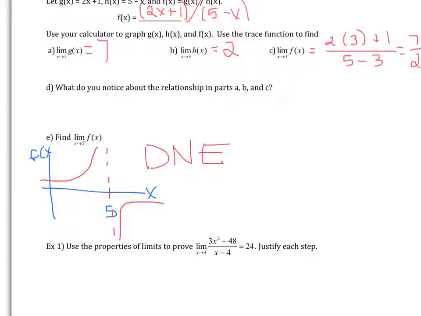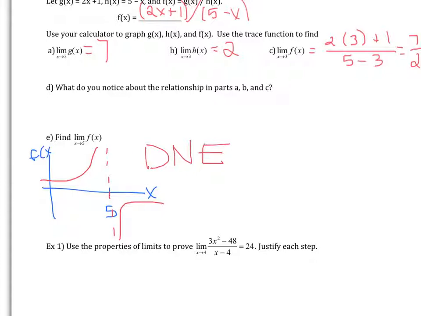You can also look at your table of values in your calculator. So hit second table, and you'll see that when x equals 5 it does not show up. It'll just say error, undefined, okay? It does not exist there.